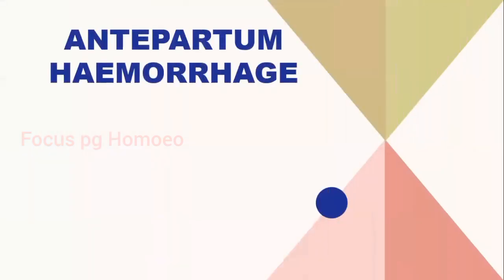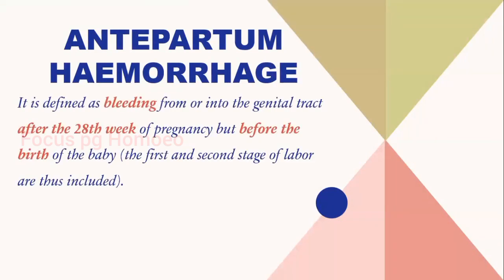the first topic we are going to deal with today is antepartum hemorrhage. So let us see what the definition is. Again, hemorrhage means bleeding. So it is bleeding from or into the genital tract after the 28th week. So this is the criteria. After the 28th week of pregnancy, but before the birth of the baby, and the first and second stage of labor is included.